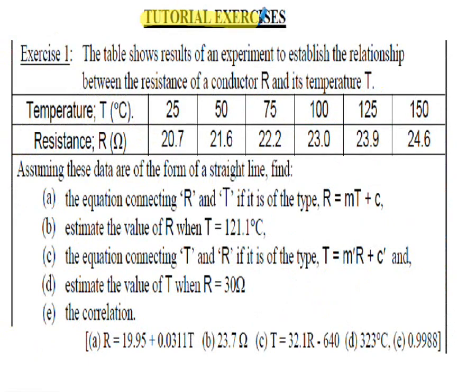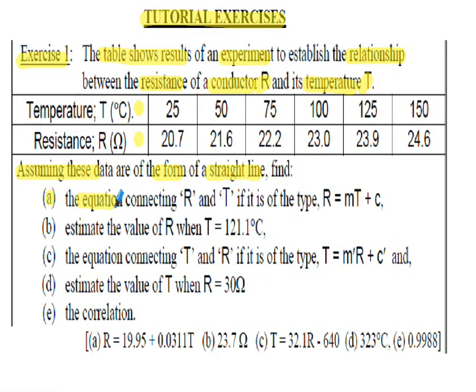Okay, a couple of tutorial exercises now. Exercise 1. The table below shows results of an experiment to establish the relationship between resistance of a conductor R in ohms and its temperature T in degrees C. In the table we're given 6 points. We're given the temperature and the resistance for each of the 6 points. Assuming these data form a straight line, so y equals mx plus c line.